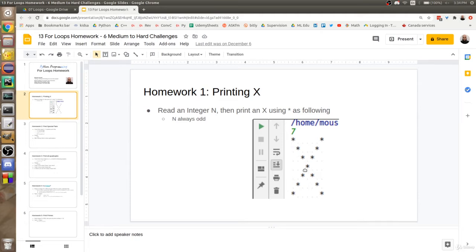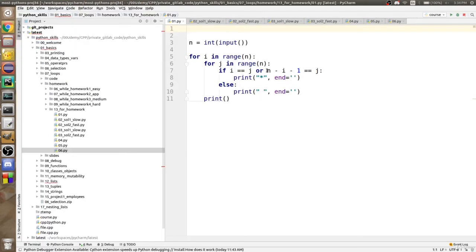We have two diagonals, the left diagonal and the right diagonal. This diagonal is very easy. To be at this position, you need i to be equal to j. So every time i equals j, we know that we are definitely on this diagonal, so we need to print the star here. And then this diagonal is also very systematic. We can find it with a simple equation.